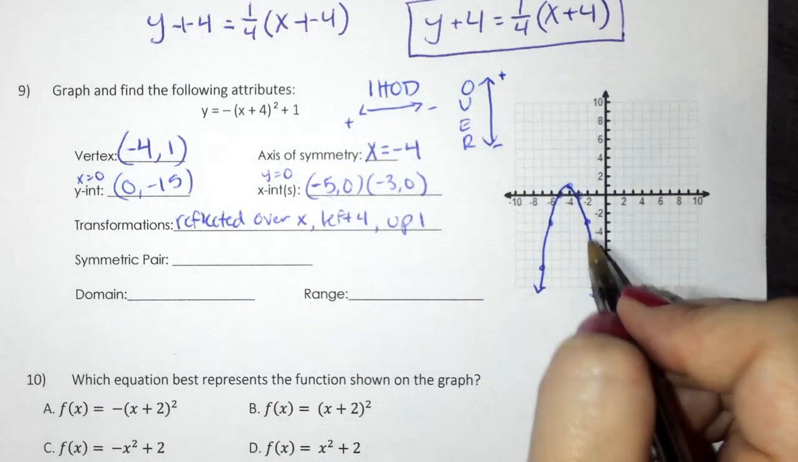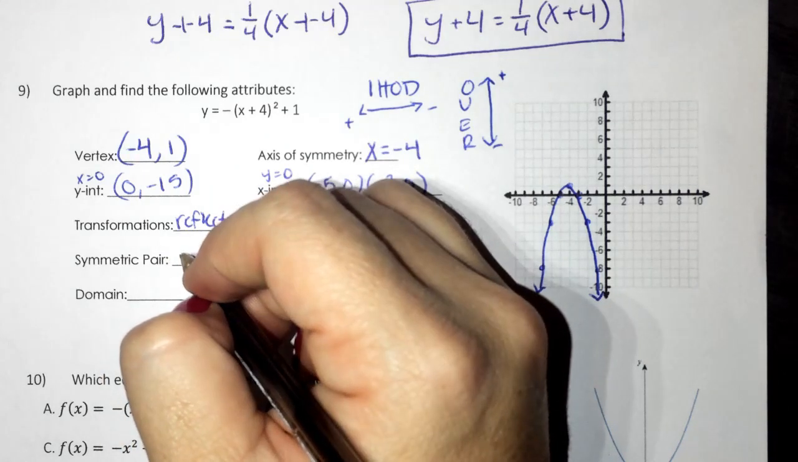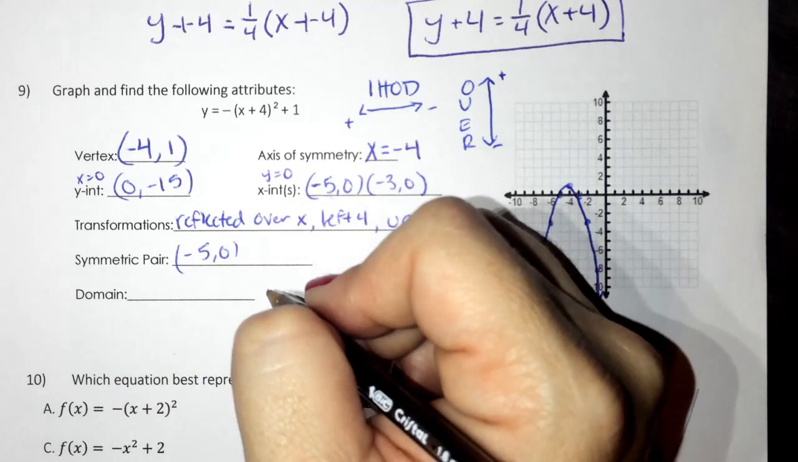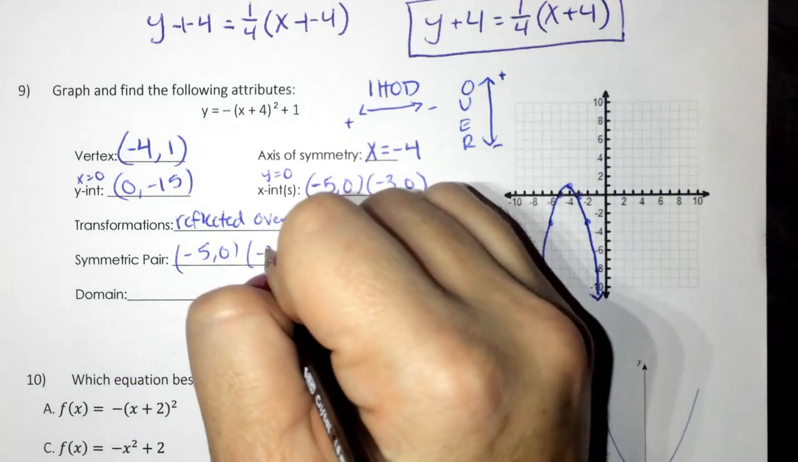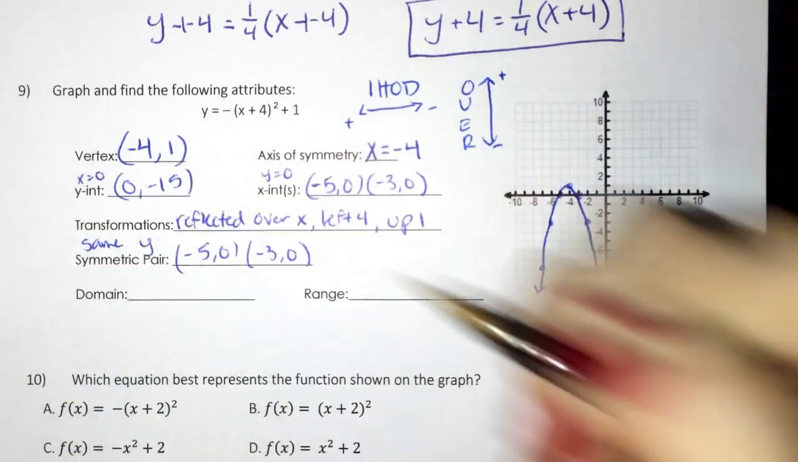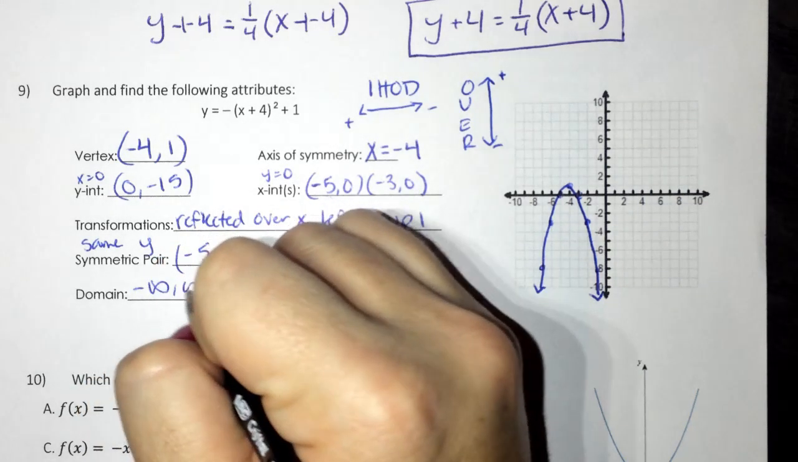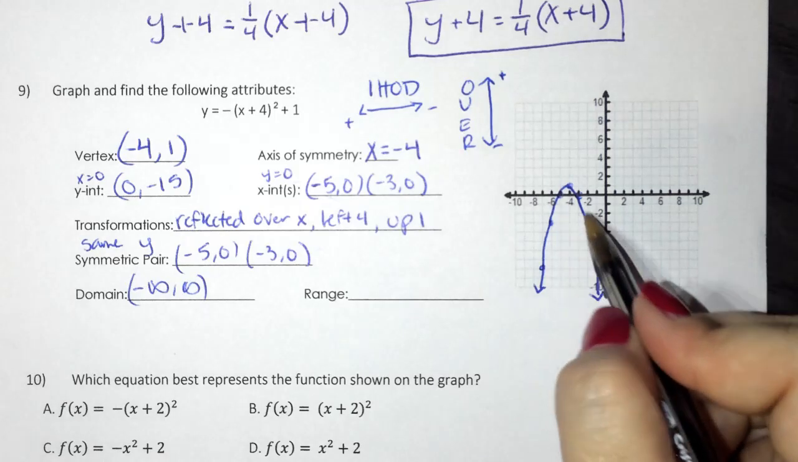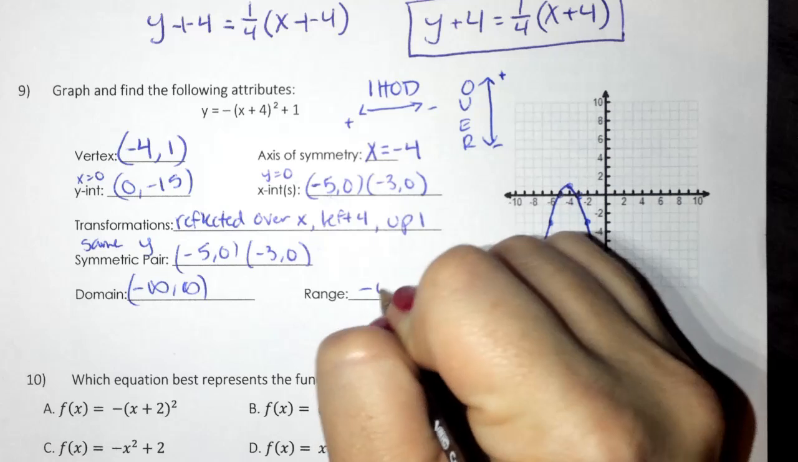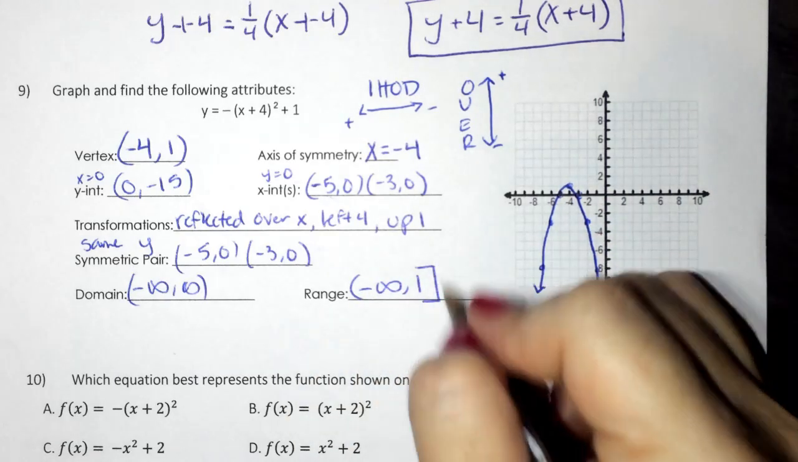Symmetric pairs, remember that's the same height, or the rainbow. So I know that like -5, 0, these x-intercepts, if there's two of them, are always going to be a symmetric pair. Because remember, same y. Domain for quadratics, remember it's always -infinity to +infinity, or all real numbers, because it's never going to quit getting wider. However, your range, you go lowest to highest. Well, it's going to go down forever. And then the highest it goes is +1, and numbers always get a square bracket.